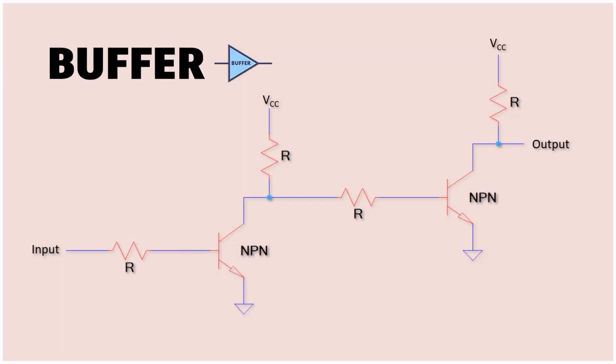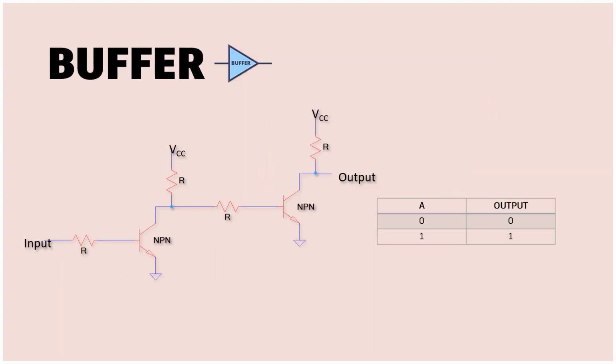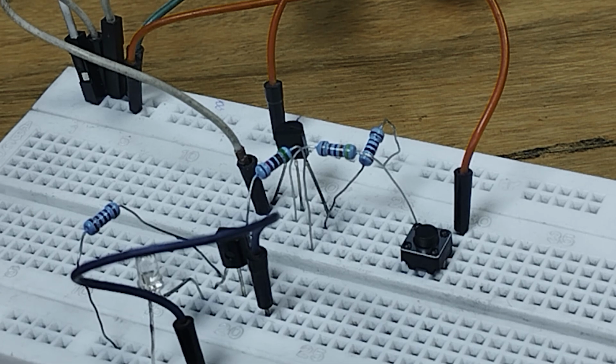Next, we have the buffer. If we look at the table, we'll see that when we have an input of 0, the output is 0. When we have an input of 1, the output is 1. So it gives us the same output as our input signal. So the buffer can be used to isolate other gates, or it can be used to strengthen or boost weak signals. So this is the buffer circuit.